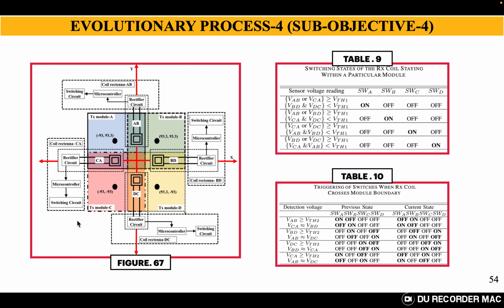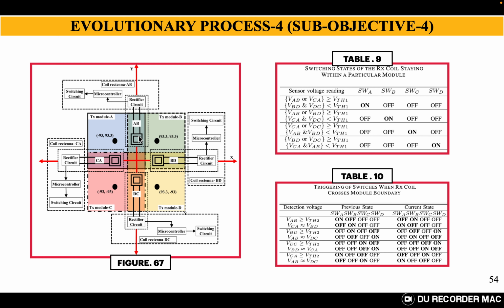Now this is the detection system that we have proposed. These are what we call rectenna coils, the rectifier detection coils. You can see coil AB, coil CA, coil DC and coil BD. Only 4 coils are sufficient to detect the position of the receiver coil, whether to activate transmitter module A or B or C or D. We can determine this using these 4 detection coils only. How? I will explain that clearly.